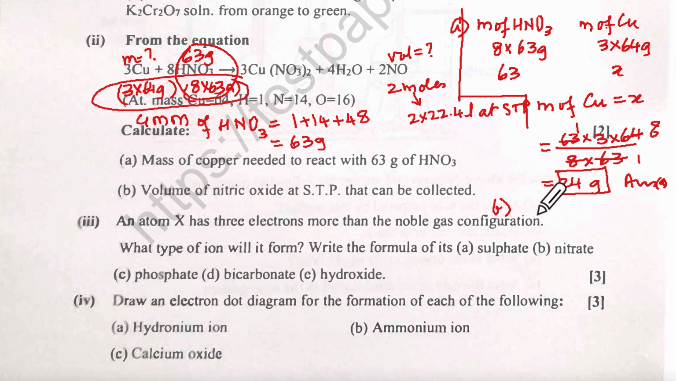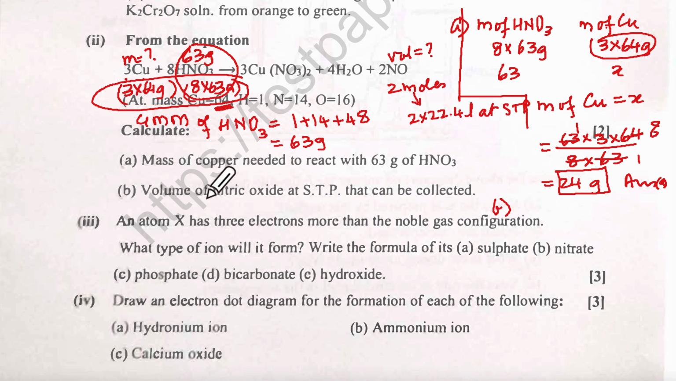Okay, then we come to B. How did we get 64 grams of copper? Did we get 3 into 64 grams of copper? Oh, 8 into 3, so 24. You want to know why this? Look at this, atomic mass of copper is 64. Can you see through this? So I got 3 into 64, see now. Understanding?